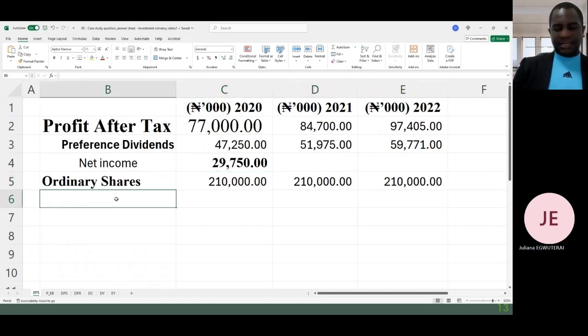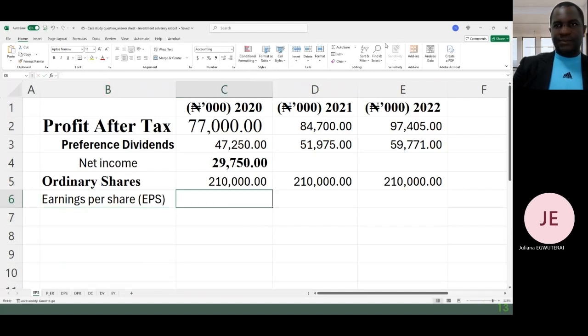So let me calculate the earnings per share for 2020. You do 2021 and 2022. And this gives us net income divided by ordinary shares. And we have 14 kobo.